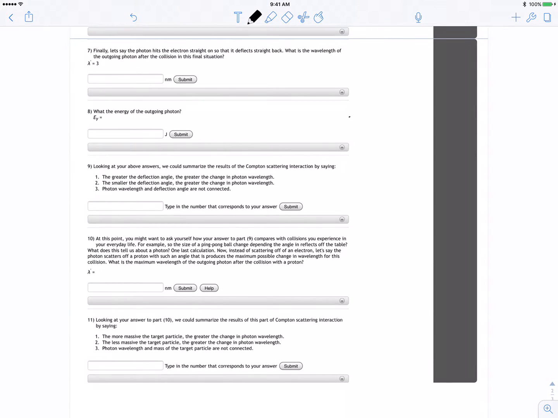Now let's say the photon hits straight on, so that it deflects right straight back. Let's say this is the photon and this is the electron. It hits it, and after that it just goes back. So what's the angle here? It's 180 degrees. Cool.